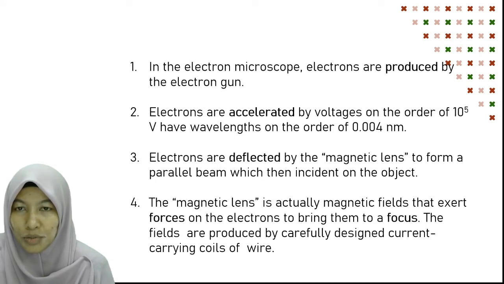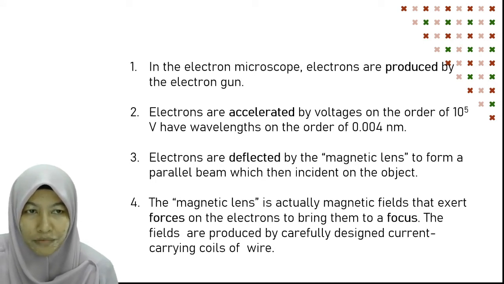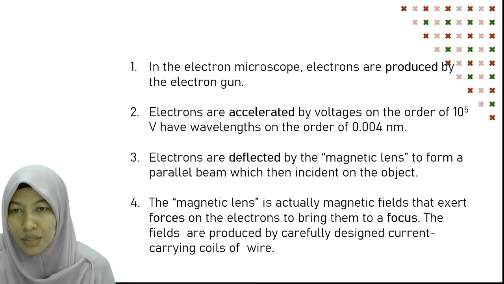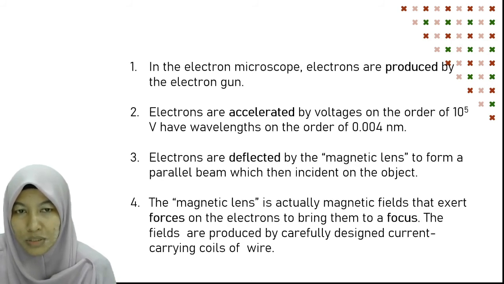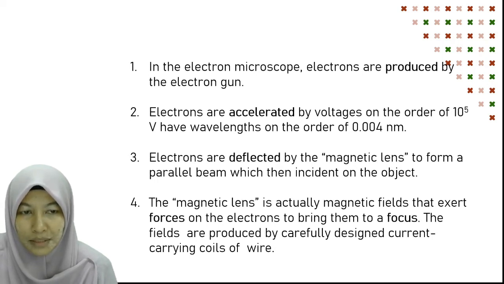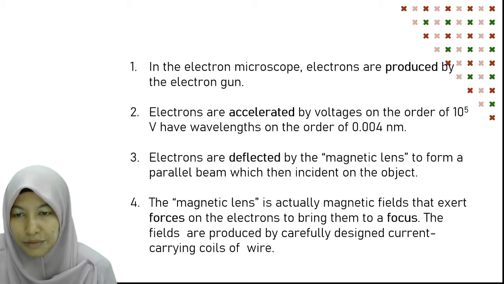Second, electrons accelerated by a voltage on the order of 10 to the power of 5 volt have a wavelength on the order of 0.004 nanometer. And then the electrons are deflected by the magnetic lens to form a parallel beam, which is then incident on the object or sample. The magnetic lens is actually a magnetic field that exerts forces on the electrons to bring them to a focus. The field is produced by a carefully designed current-carrying coil of wire.